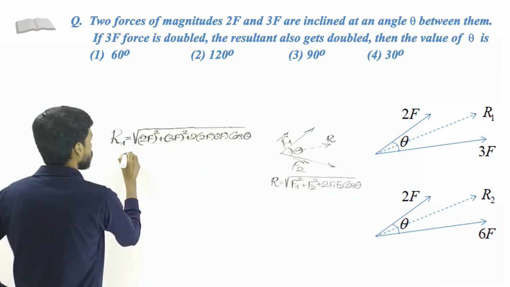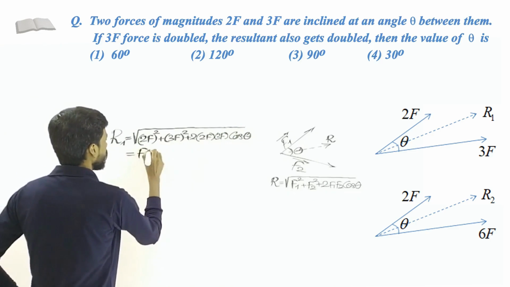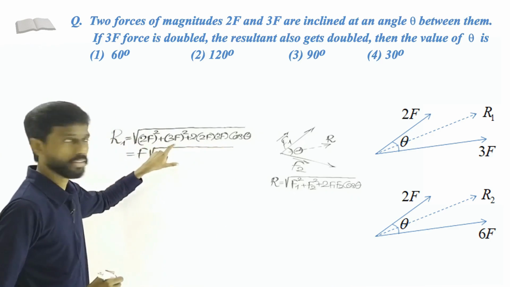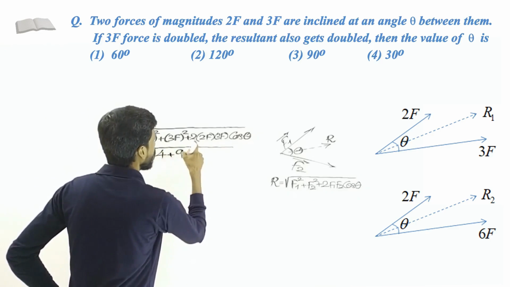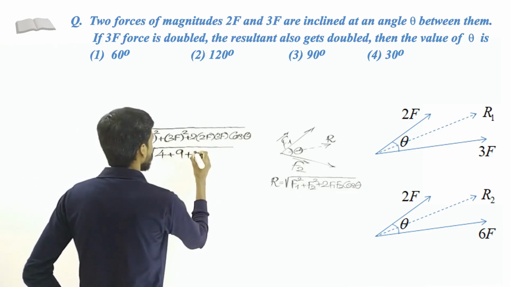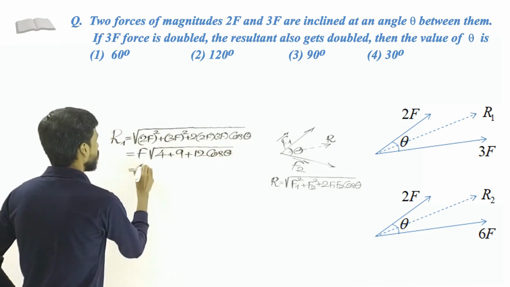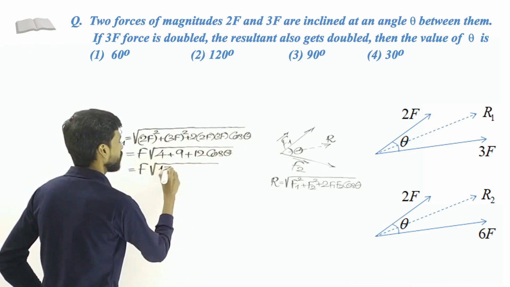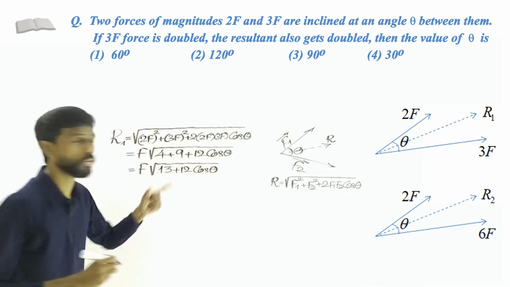Let us simplify this. The f square can be taken out, so this is f times the square root of 4 plus 9, right? Let's simplify this: 4 plus 9 plus 4 multiplied by 3, so 12 cos theta. So we get f square root of 13 plus 12 cos theta. So that is the resultant of these two forces in the first case.